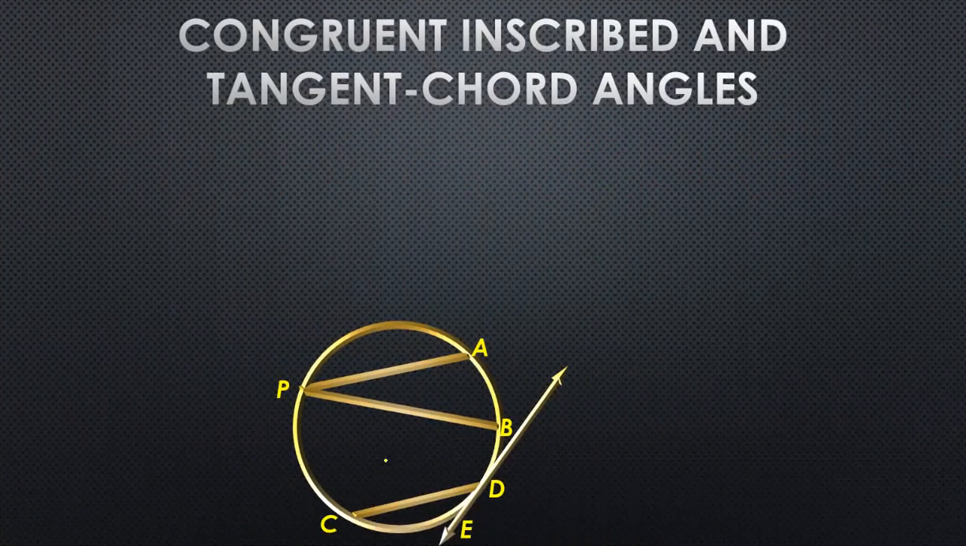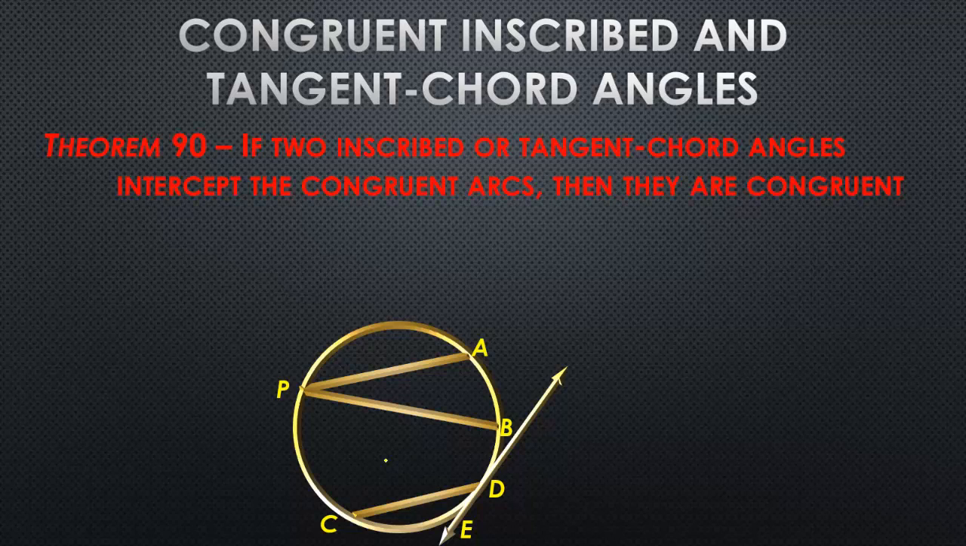Okay, congruent, inscribed, and tangent chord angles. Theorem 90 states that if two inscribed or tangent chord angles intercept congruent arcs, so if we know that arc AB is congruent to arc CD, then these angles are congruent. Okay, so because the arcs are congruent, that means that the angles that intercept those arcs are congruent, even if it's like this one where it's a tangent chord.